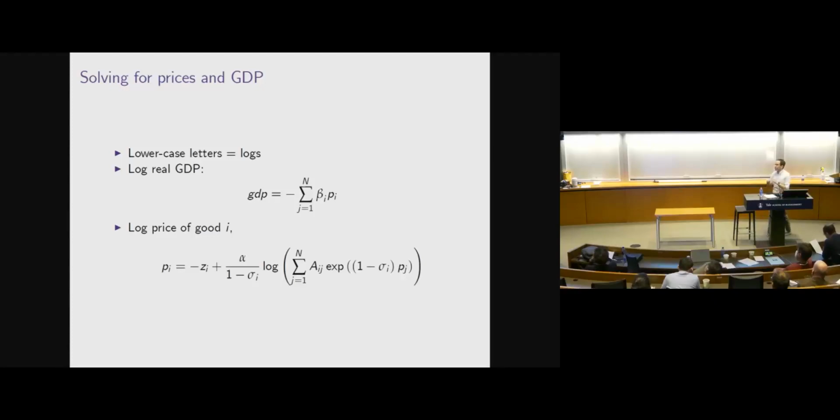And so you can see immediately just from that equation, again, increases in productivity z_i will have direct effects on GDP, and they'll also have indirect effects, because if the price of good i falls, that's good for all of the downstream sectors.